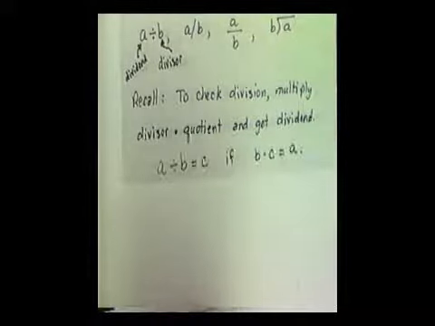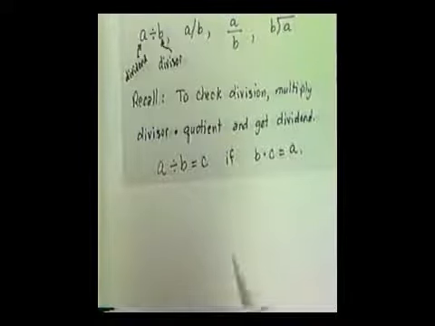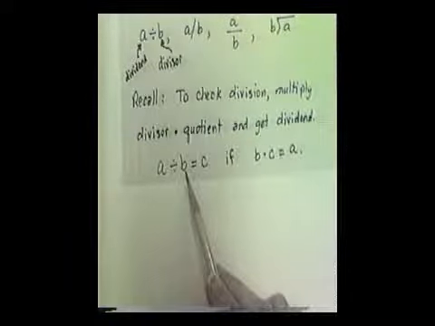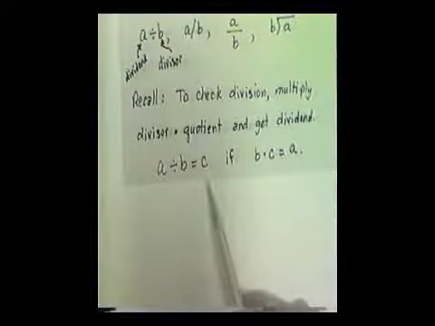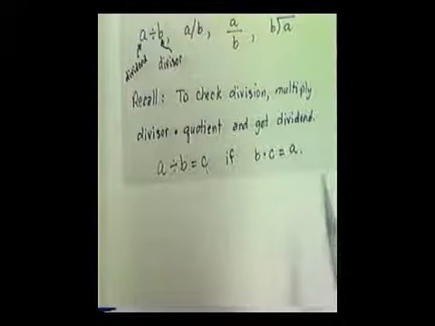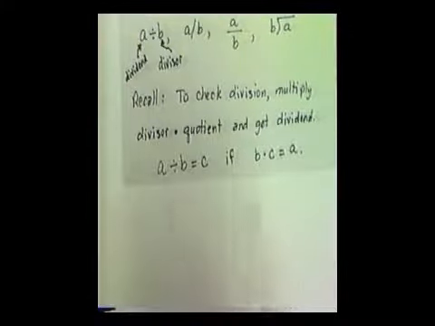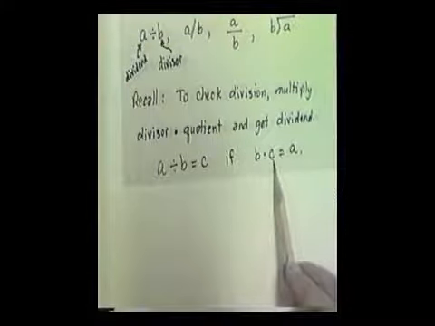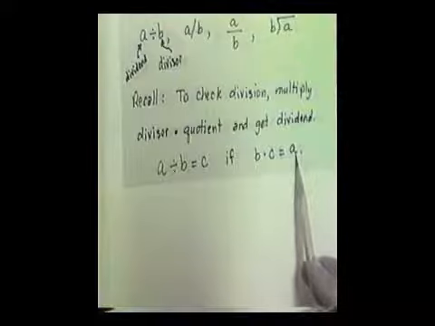And so we say A divided by B is equal to C if the divisor B times the quotient C equals the dividend A.